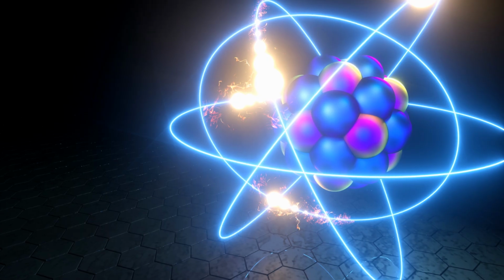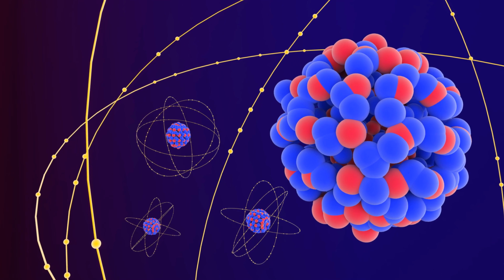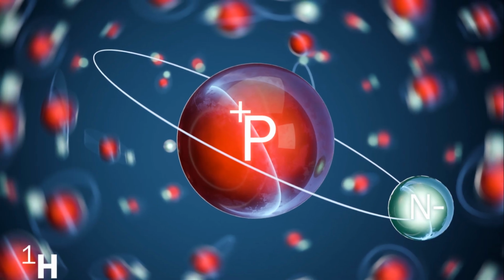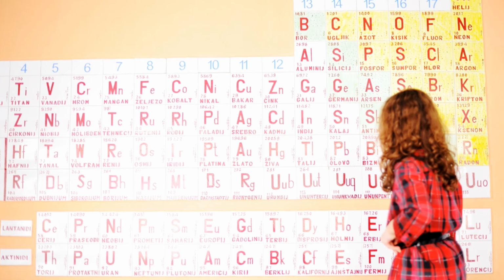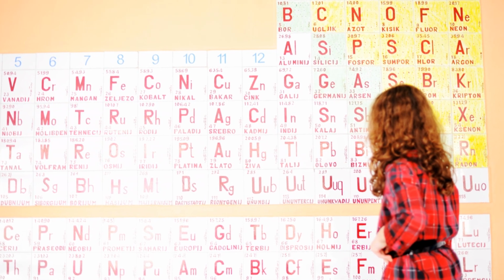At the heart of every atom lies the nucleus, a dense region containing two types of particles, protons and neutrons. Protons carry a positive electrical charge. This positive charge is what defines an element's atomic number and its place on the periodic table.